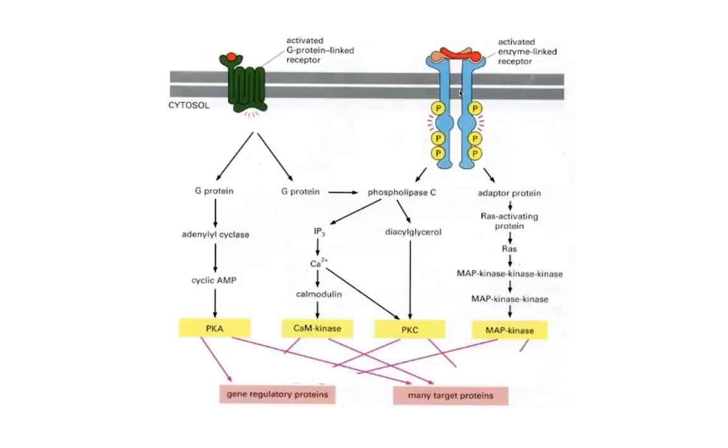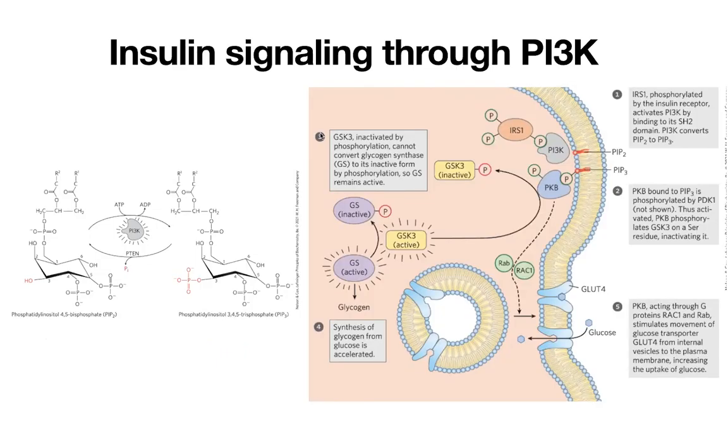So that was one pathway that we could go with the insulin receptor, where we had these adaptor proteins, the RAS activating protein, the RAS, the MAP kinase cascade, and then into the nucleus and affecting things. But we also have tyrosine kinase receptors that are able to act through a different pathway. And so they can act through that same phospholipase C pathway that we saw before. Additionally, insulin can act through this PI3K pathway.